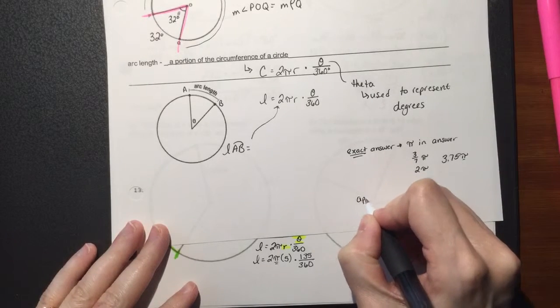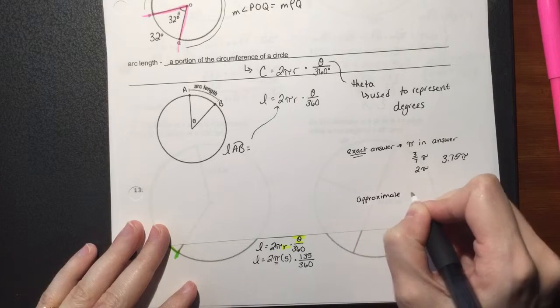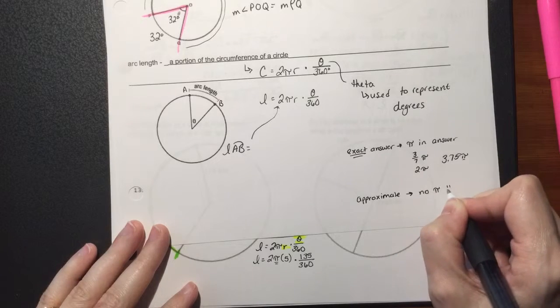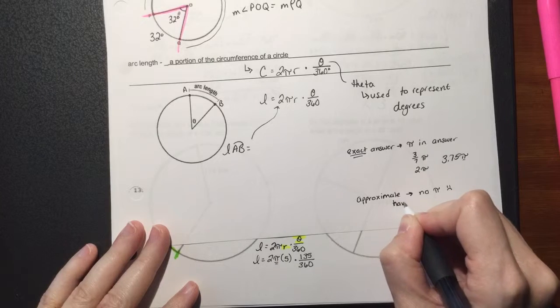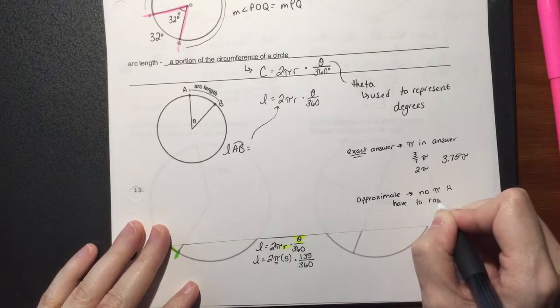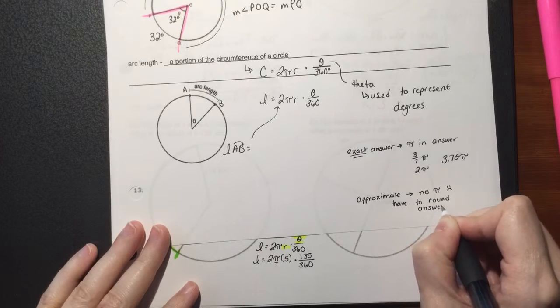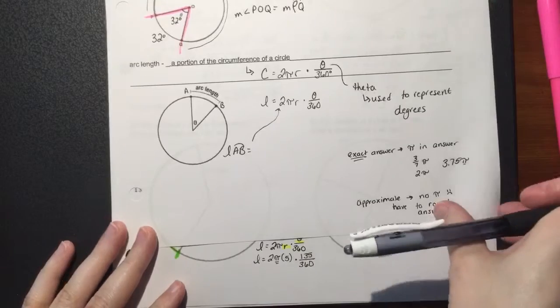If they ask for an approximate answer, then there's going to be no pi, and then you'll end up having to round. Okay, so be very careful and read exactly which one they're asking for.